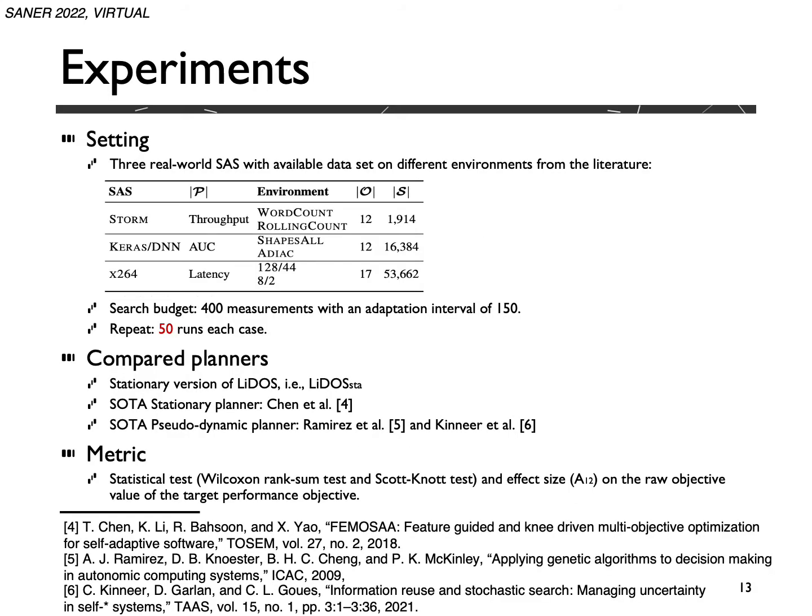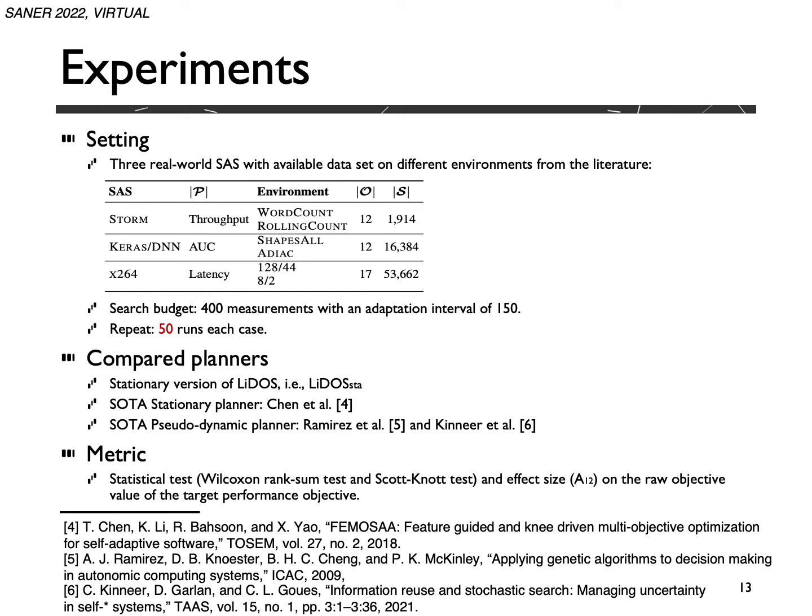And in terms of experiments, we carry out a test on 3 real-world SAS, each with 2 different environments that can be changed from one to another. We have a total of 400 measurements with an adaptation interval of 150, repeated over 50 runs. In terms of competitors, we compare with a stationary version of Lidos, where it still uses MMO, but every time it starts planning from scratch. And we also compare with SOTA stationary planners and pseudodynamic planners as well.